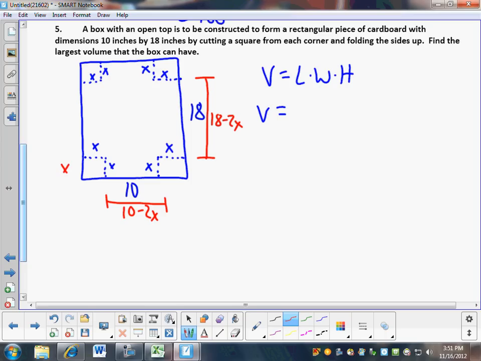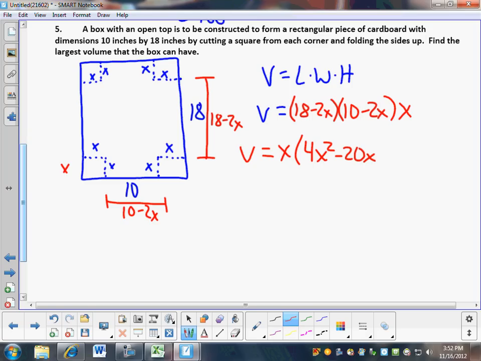So my length, 18 minus 2x. Width, 10 minus 2x. Height, x. That means the volume is, got to multiply these out. Negative 2x times negative 2x is, with my x in front, 4x squared. Negative 2x times 10, negative 20x. 18 times negative 2x, negative 36x. And what else? 18 times 10 is 180.